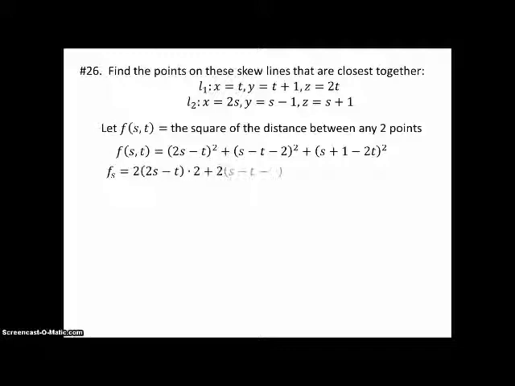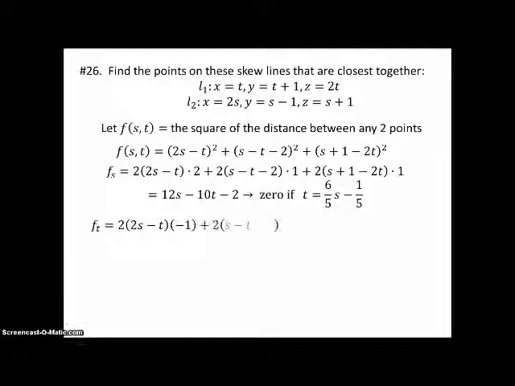So now we need the partial derivatives with respect to s and t. Here it is with respect to s, and if we set it equal to 0, we can solve for t in terms of s. Likewise, the partial derivative with respect to t is computed this way using the chain rule. And we can simplify that and again solve for t. So if t is equal to these two quantities, then by the transitive property of equality, we can set those two quantities equal.